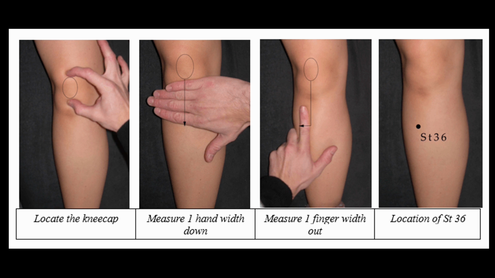Stomach 36 is known as one of the most important points to tonify qi and blood and promote general wellness. He-sea points are where the qi of the meridian collects and goes deep into the body. He-sea points are known to treat rebellious qi and diarrhea. Needling: perpendicular insertion 1 to 2 cun.